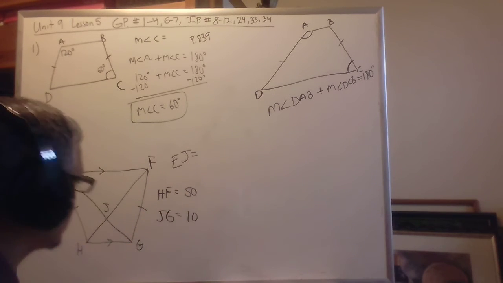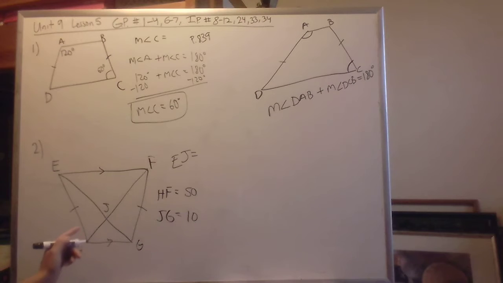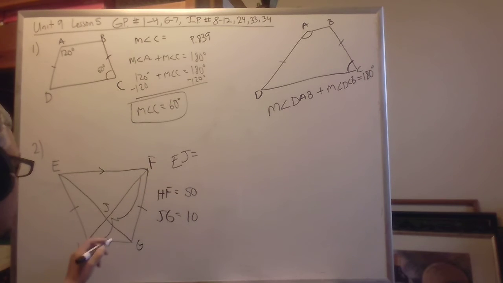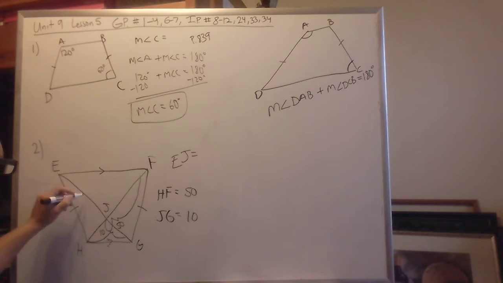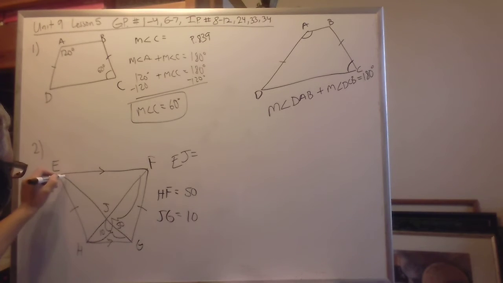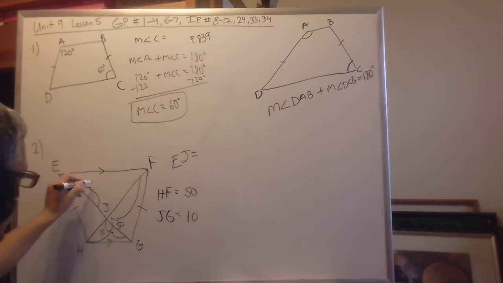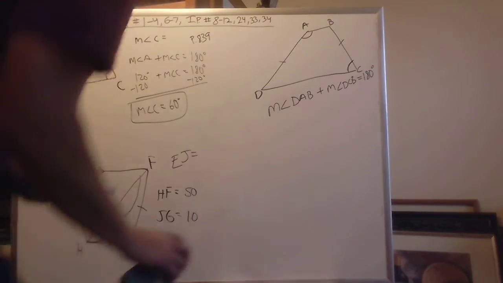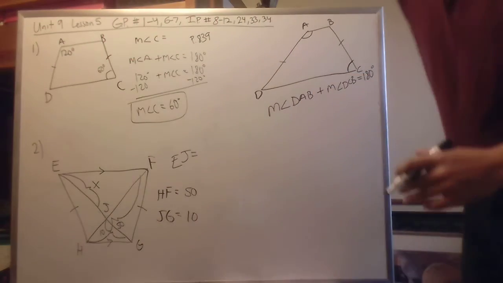So I'm just going to draw this out. So HF, this diagonal right here, is equal to 50. I know I should have used a different color. That's 50. And then JG, this little segment right here, is 10. And it wants to find EJ. So it wants this portion right here. I'll just label that as X.